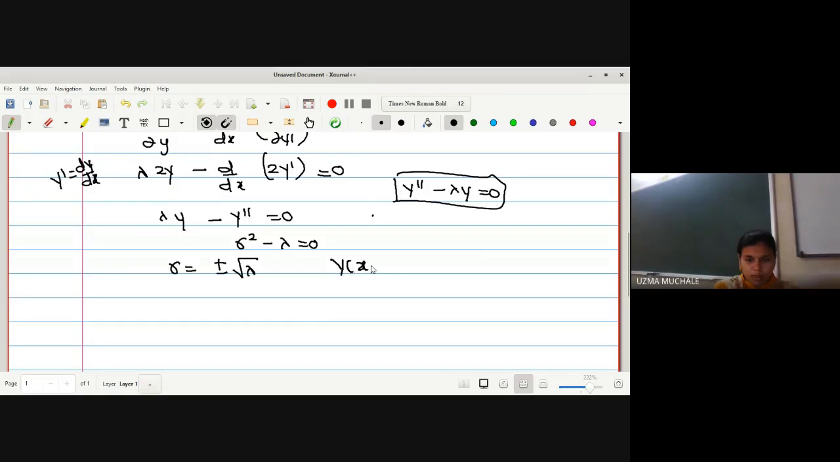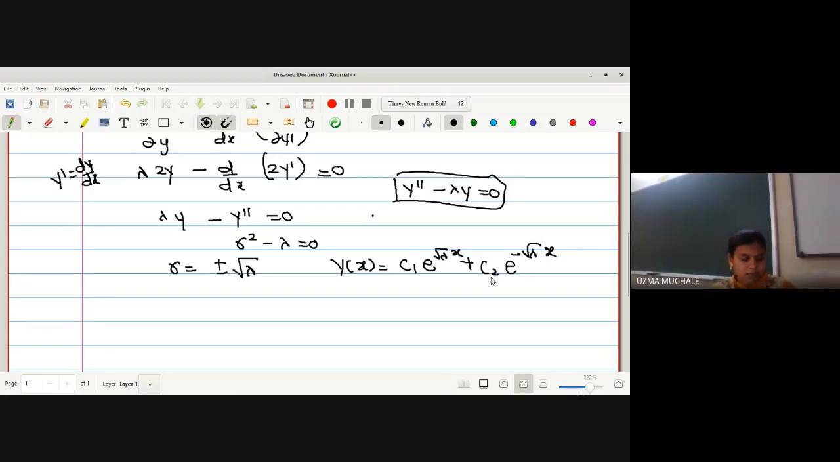So in this case, we get the solution in the form y of x is equal to c1 e raised to root lambda x plus c2 e raised to minus of root lambda x. Okay, it is not a repeated root, it is plus or minus. So hence we can say c1 e raised to r1x plus c2 e raised to r2x. Okay. Now up to now we have solved.